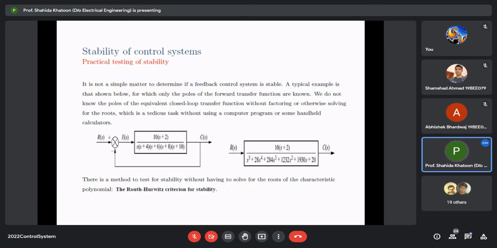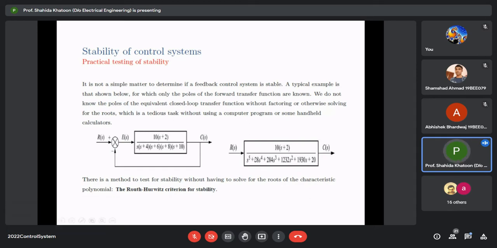Another example. It is not a simple matter to determine if a feedback control system is stable. A typical example is the one shown below, for which only the poles of the forward transfer function are known. We do not know the poles of the equivalent closed loop transfer function without factoring or otherwise solving for the roots, which is a tedious task without using a computer program or a handheld computer.